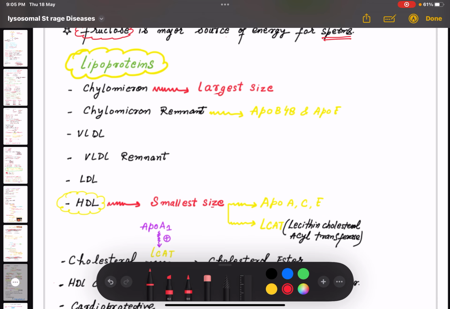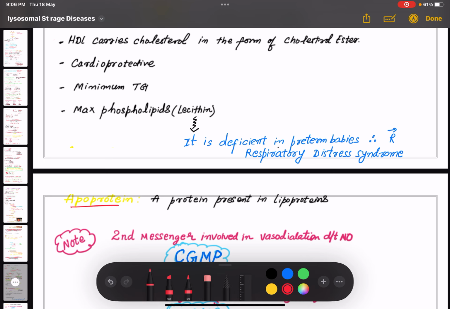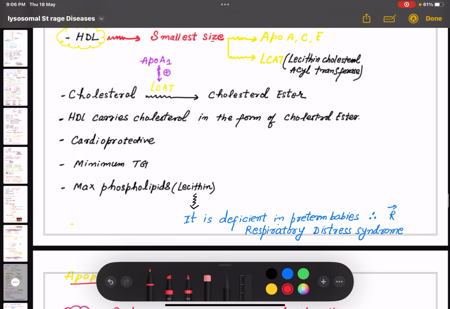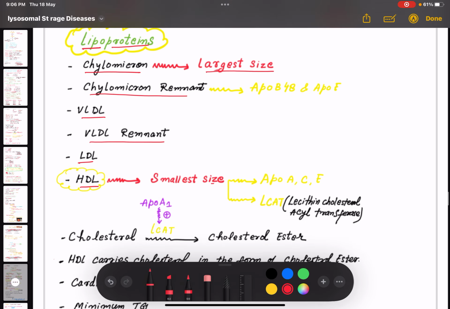Now guys, let's see another important topic, that is lipoproteins. Lipo means lipid and proteins means proteins. These lipoproteins also contain proteins which are known as apoproteins. Lipoproteins contain proteins which are known as apoproteins, a protein present in lipoproteins. We have different types of lipoproteins like chylomicron remnant, VLDL remnant, LDL and HDL. Chylomicron is the largest lipoprotein, and HDL is the smallest lipoprotein.